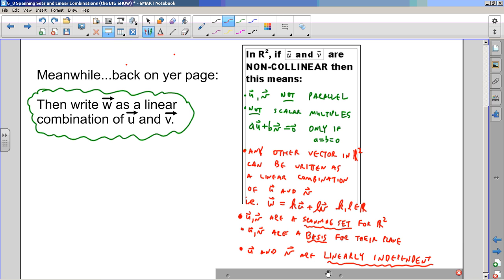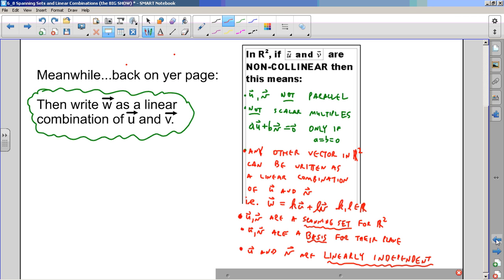Another terminology, and all of these things, the old ones in green and the new ones in red, are all equivalent. U and V are said to be linearly independent. Linearly independent. A basis for their plane, a spanning set in their plane. Any vector is a linear combination of the two given non-collinear vectors. All of these mean the same thing.